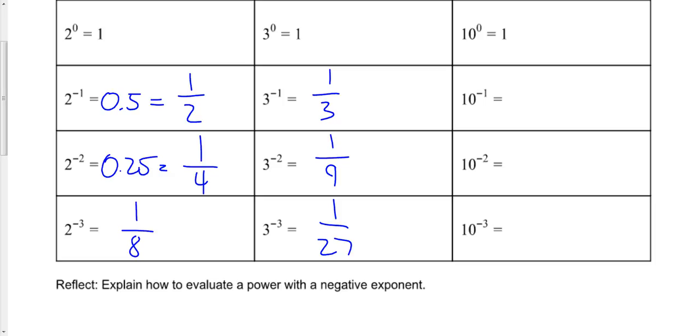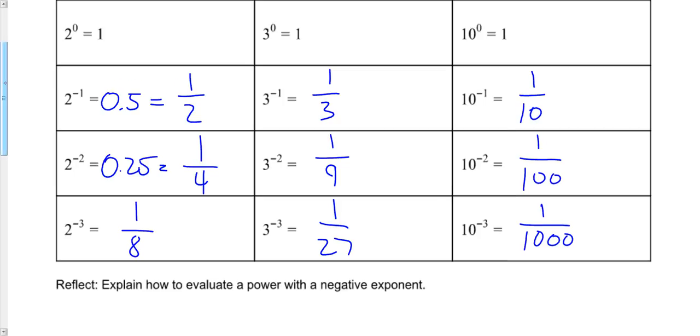Okay, and so 10 to the negative 1 is the same as 1/10. 10 to the negative 2 is 1/100, and 10 to the negative 3 is 1/1000. And so what you end up seeing is that the size of the denominator actually becomes doubled or tripled or increased by a factor of 10. Suffice to say, it's being increased by the size of the base.